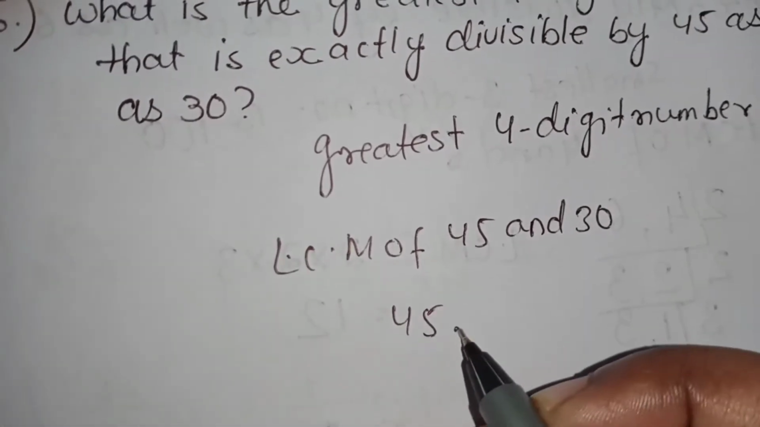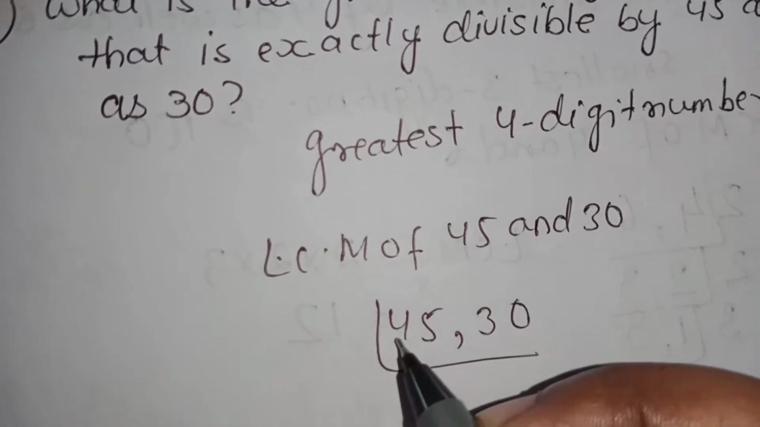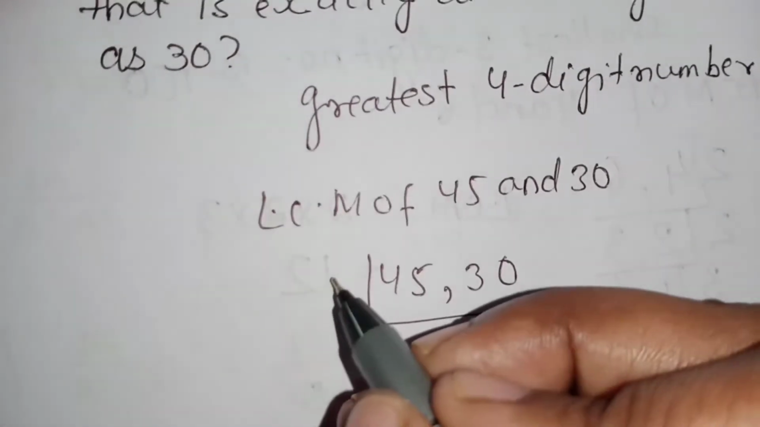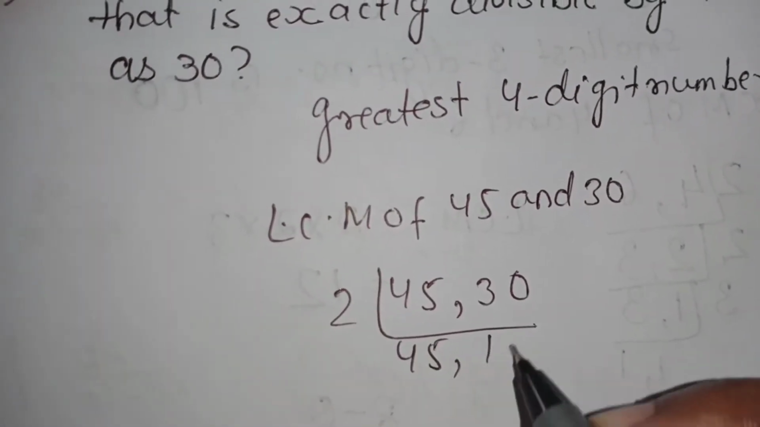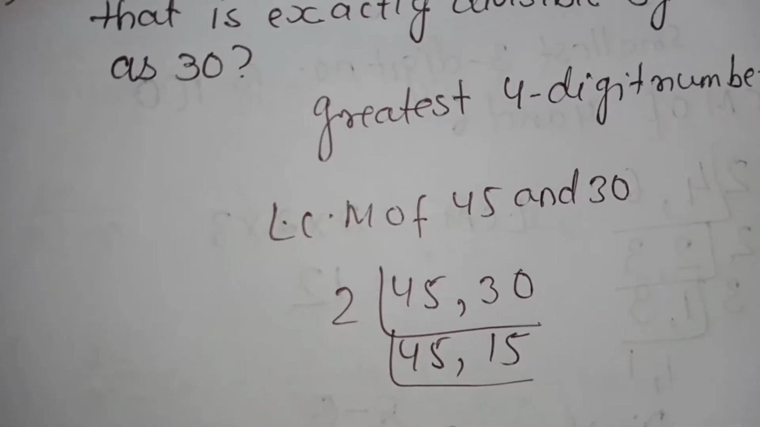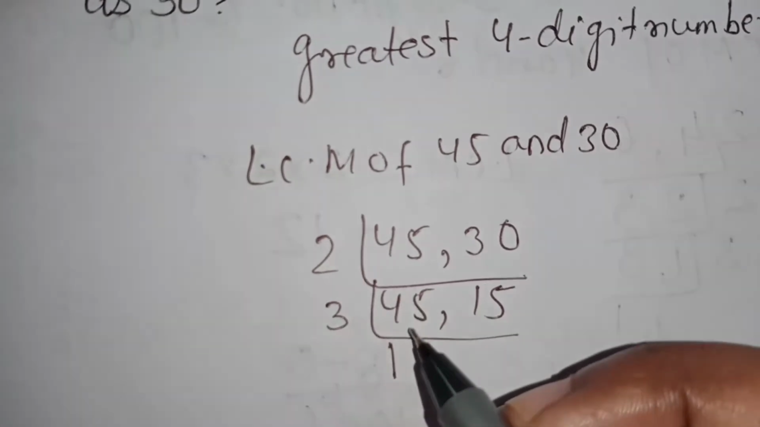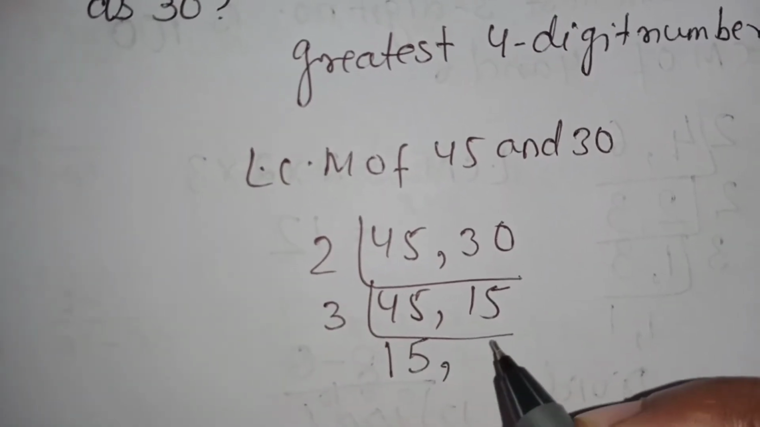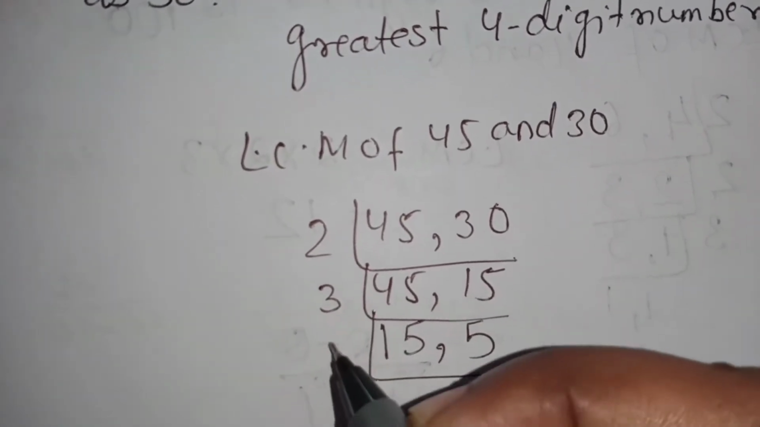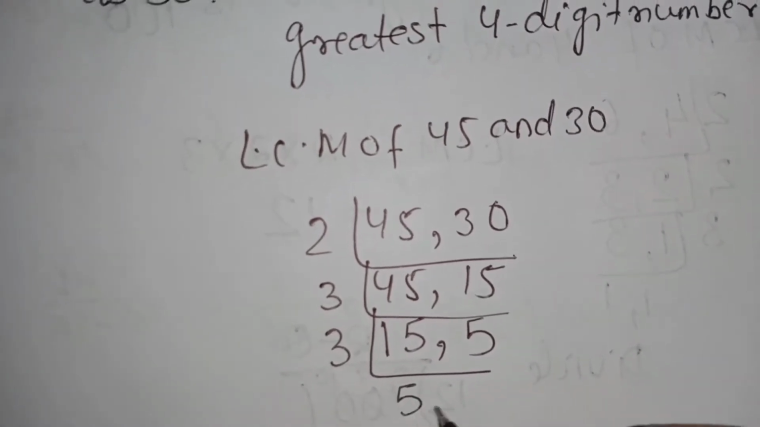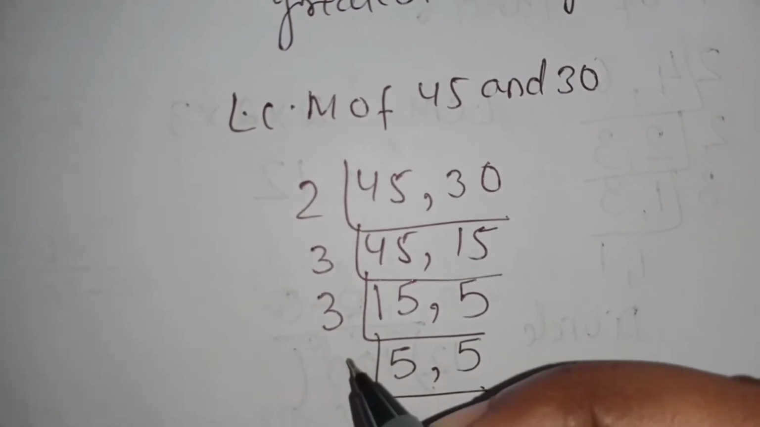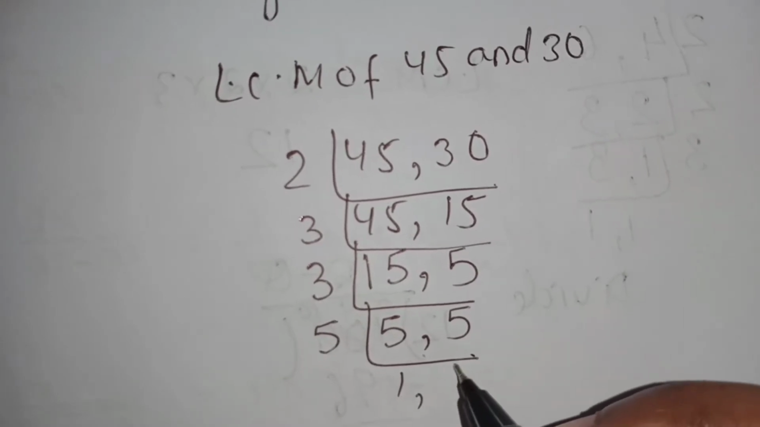So 45, 30. 45 will not come in the 2 table, but 30 will come. So we can write here 2, 15, 30. Now both will not come in the 2 table, they will come in the 3 table. 3 1s are 3, 3 5s are 15. Again in the 3 table, 3 5s are 15, this will not come, leave it. Both will come in the 5 table, 5 1s are 5, 1s are 1.